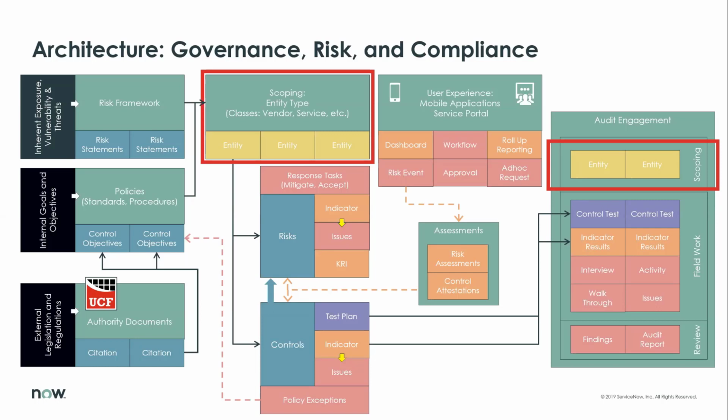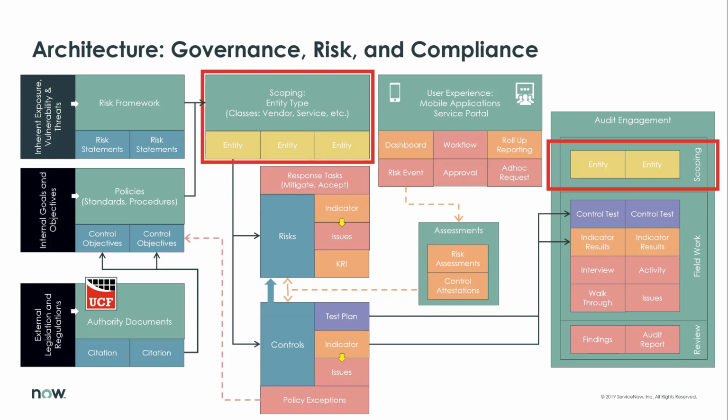Those entities bring with them the risks and the controls that populate the risk library and the control library, with the test plans that are then used to generate the control tests. You have different task-based activities like interviews and walkthroughs, and you generate issues and findings and eventually an audit report, all keyed off the fact that at the beginning of that engagement, you brought a series of these entities into scope for that particular application.